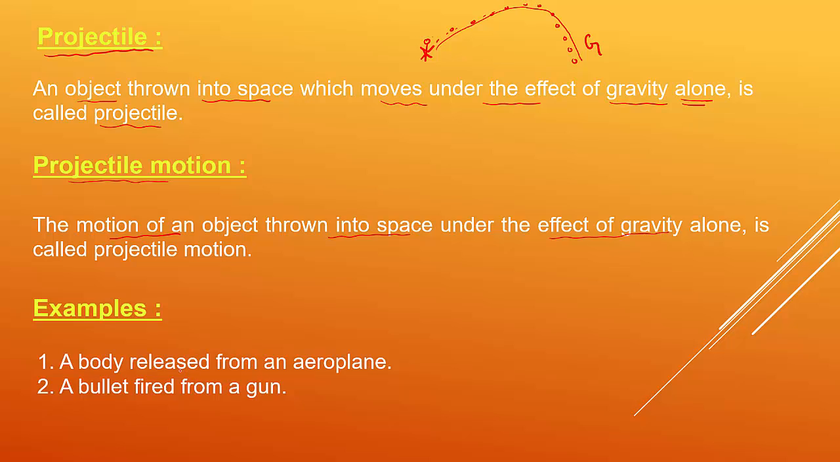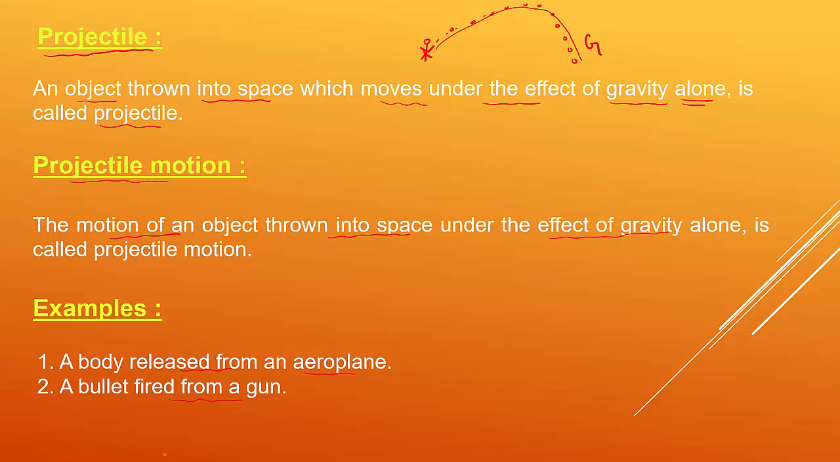Examples are given here. A body released from an aeroplane: if the aeroplane releases any object, that object moves in the space and moves vertically downward because of acceleration due to gravity or gravitational force. Second example, a bullet fired from a gun. When a bullet is fired from the gun, it moves in the space under the effect of gravity. So these are some examples of projectile motion.